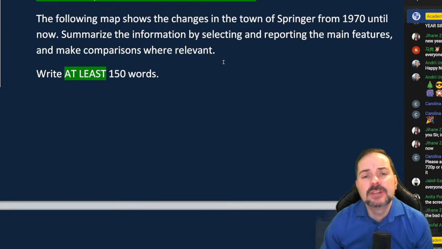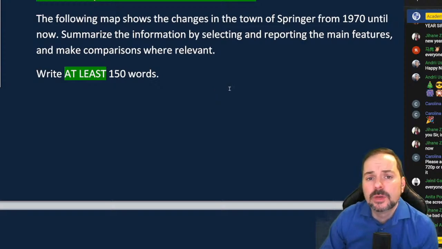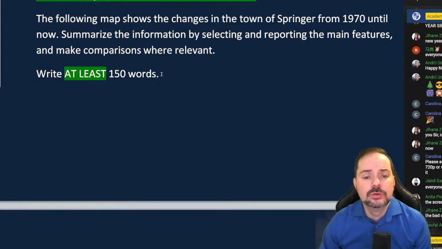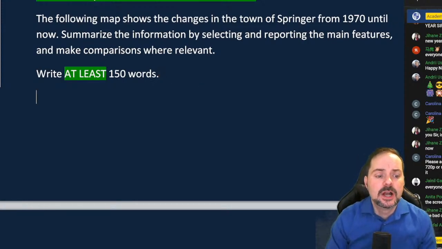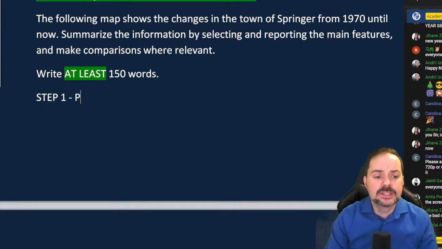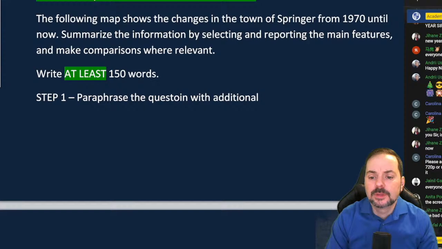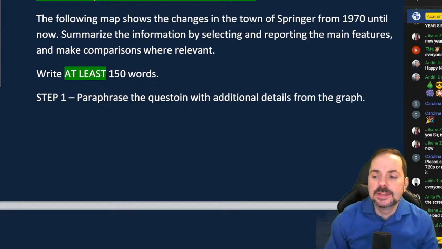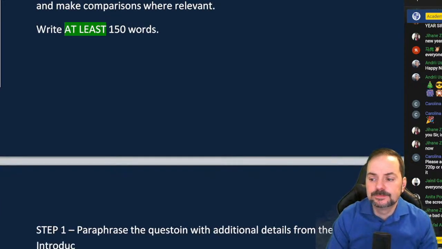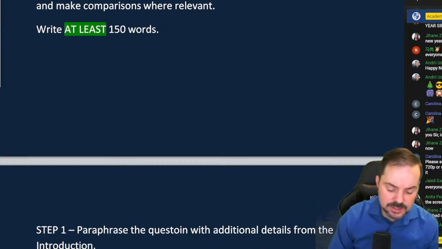And this essay is kind of like a recipe, so if you know what you're doing, it's kind of like making chocolate chip cookies. All right, so you do step number 1 first. Step 1 is paraphrase the question with additional details from the graph. Okay, and this will basically equal your introduction. Okay, so it's that simple.